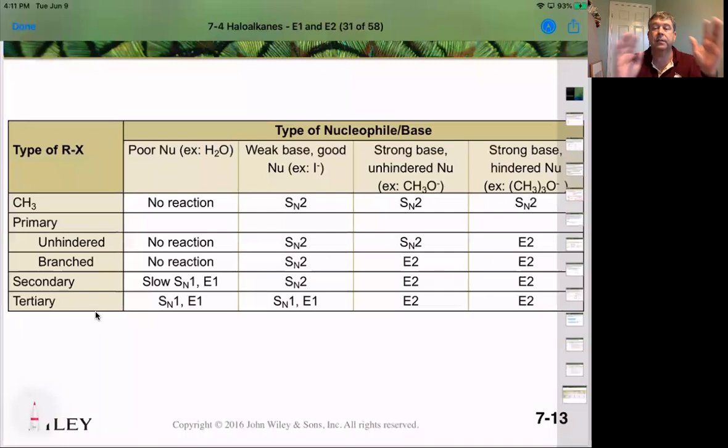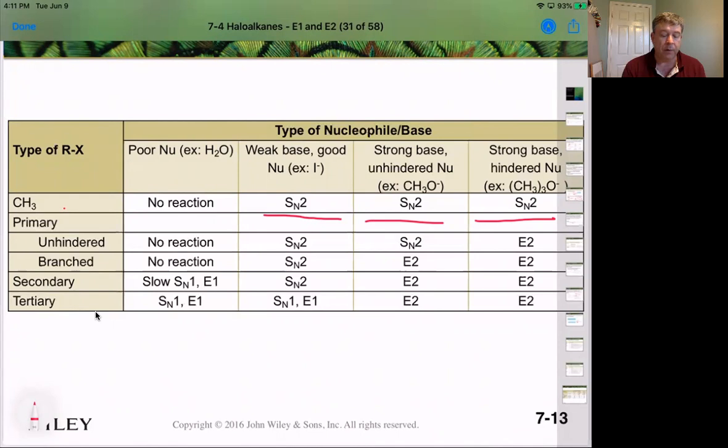Okay, so now to summarize all of these reactions in all of Chapter 7, okay? Methyl halides tend to not react with things like water. There's no reaction, there's no SN1, no SN2. If we have a weak base, a good nucleophile, or a strong base, or even a hindered base, something big and bulky like t-butoxide, it will undergo SN2 reactions only. Okay? It cannot form a carbocation, it'll only undergo the substitution reactions.